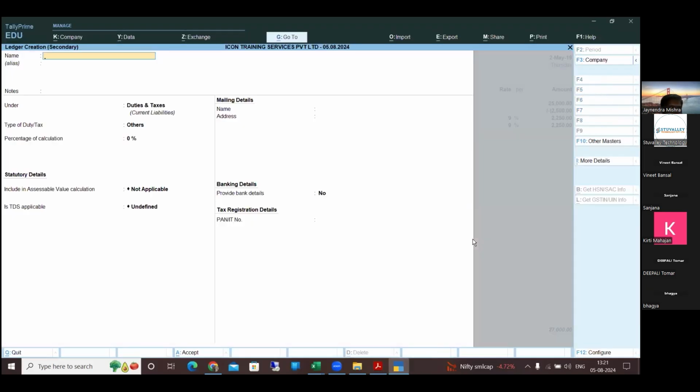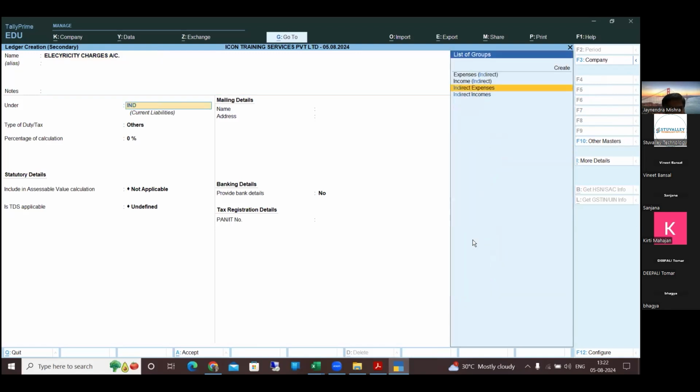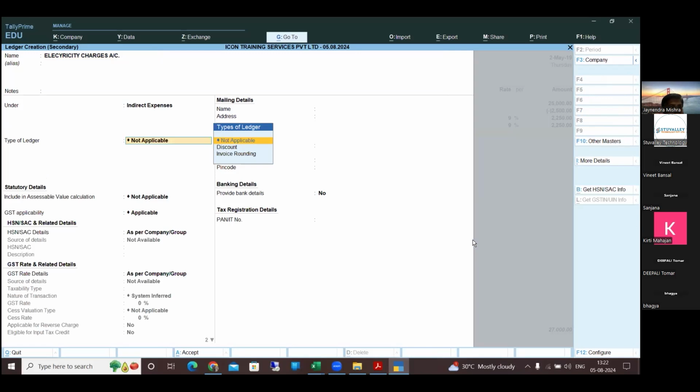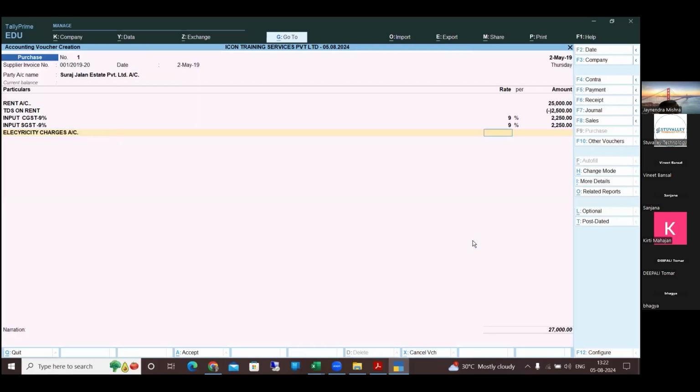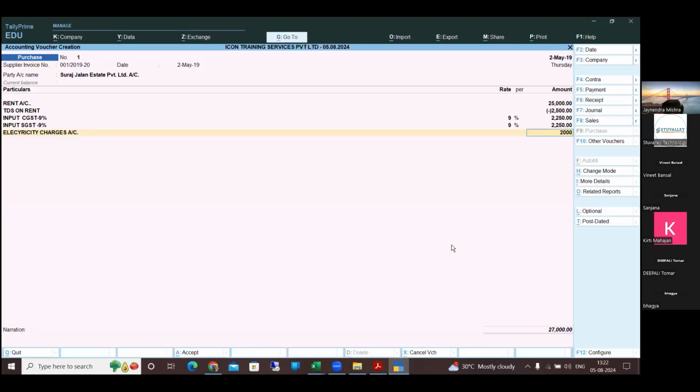Let's create the ledger. Electricity charges, under indirect expenses. In case of electricity, no GST, no TDS, directly save it, Control A. Specify the amount. How much is electricity? 2000. Okay.